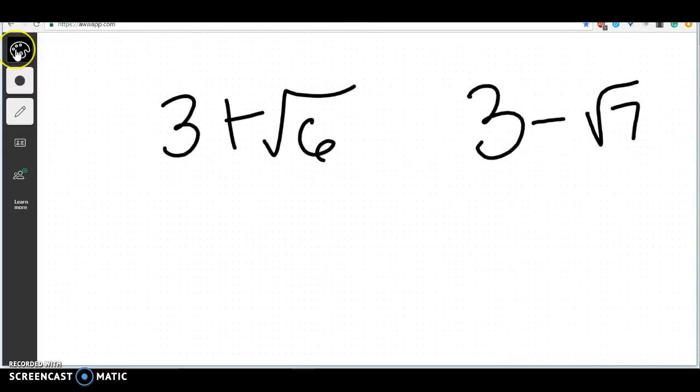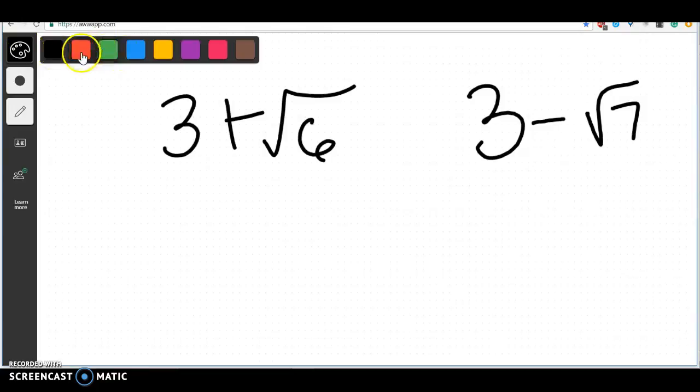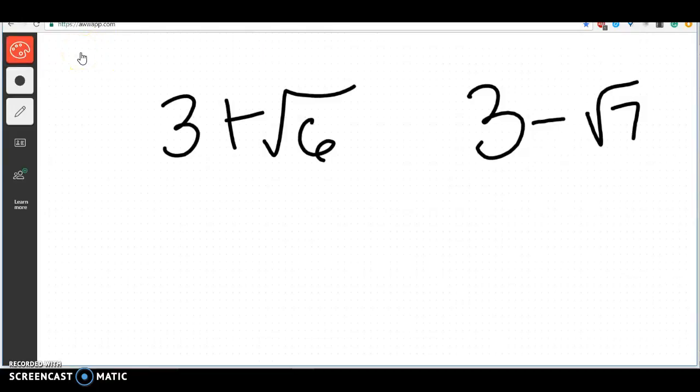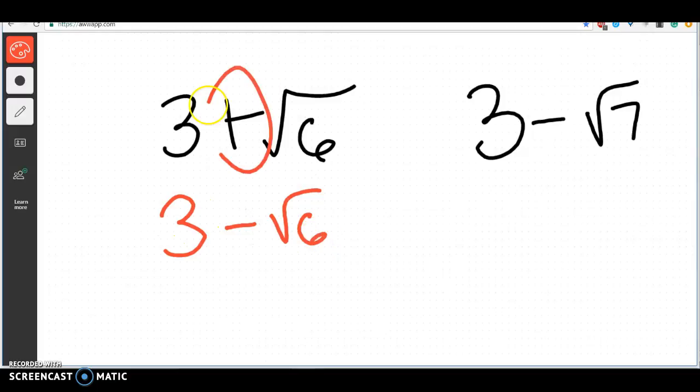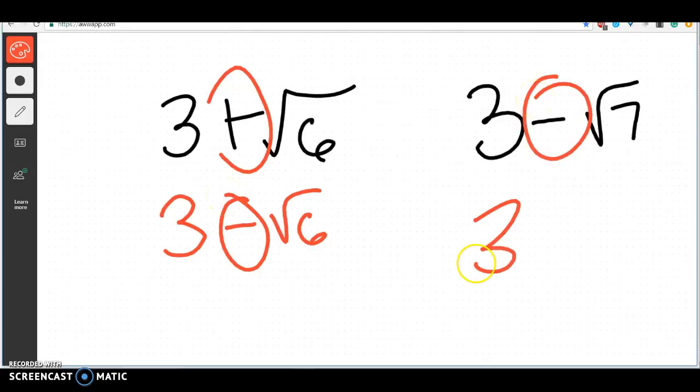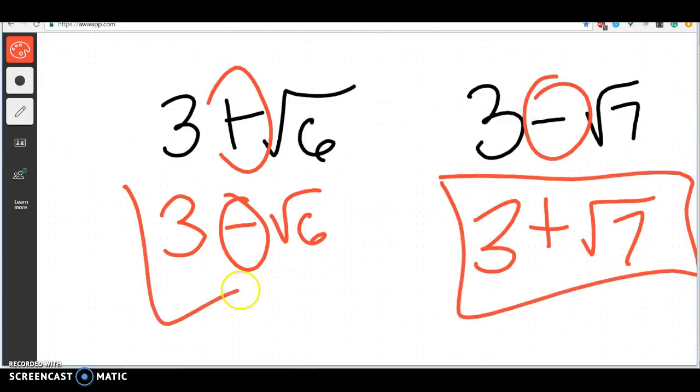For this one, just remember that any time that you have a square root, you have to have a positive and a negative. So this would be my positive, here's my negative. There's my negative, so I need a positive. So anytime you have a square root, you need to make sure that you have a plus or a minus.